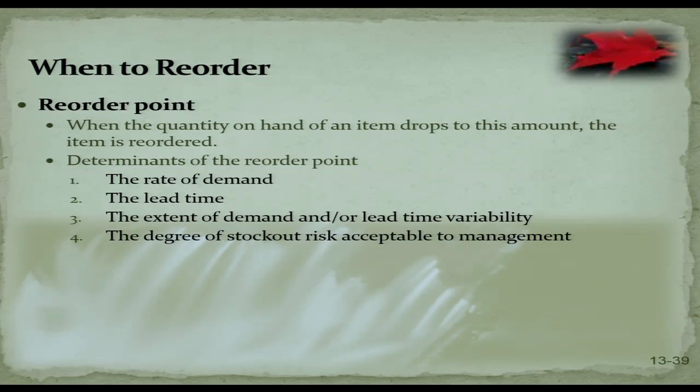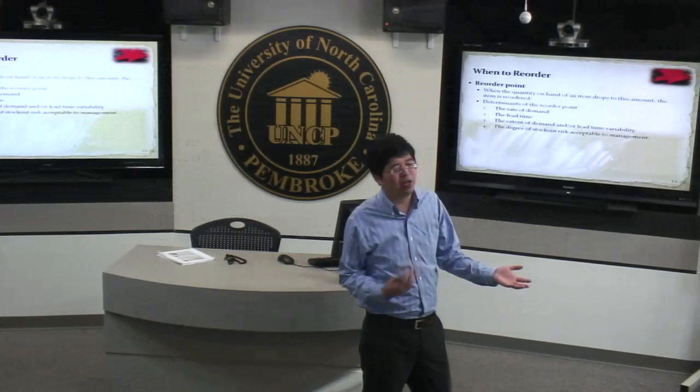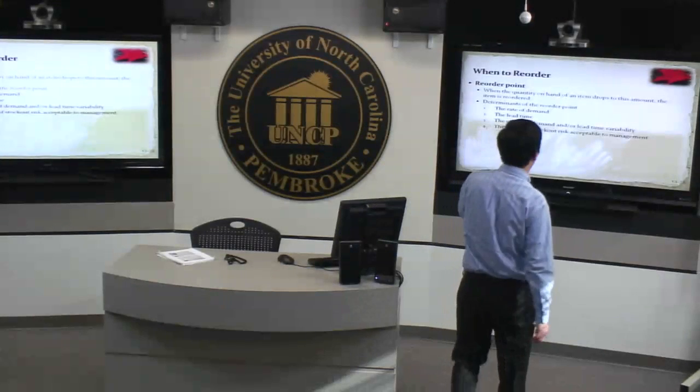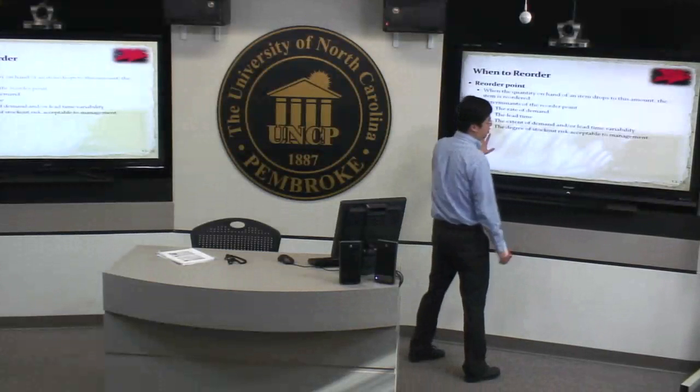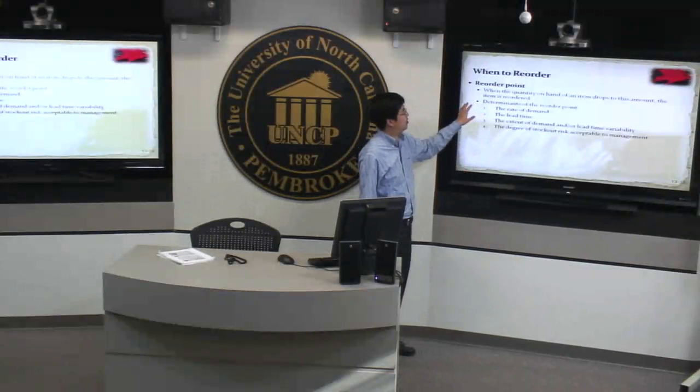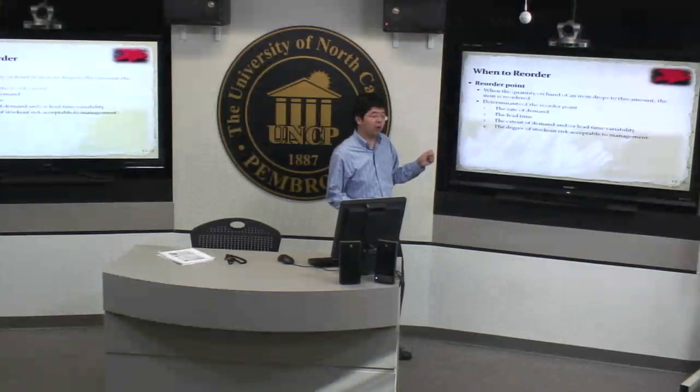Basically, what is your target service level? Is the customer important for this item? That's 98% customer service. If it's a C category item under the ABC rule, 90%, even 85% is fine, so you can accept a higher rate of stockouts. Those factors will affect our reorder points.